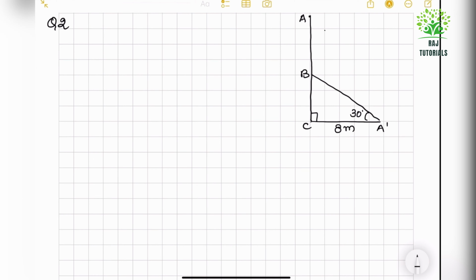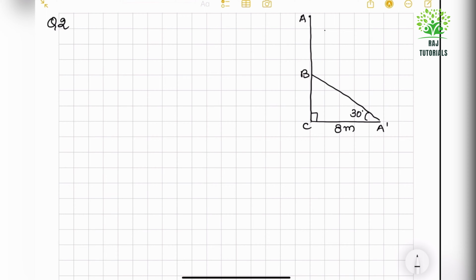Now in the second question it says a tree breaks due to storm and the broken part bends so that the top of the tree touches the ground, making an angle 30 degree with it. The distance between the foot of the tree to the point where the top touches is 8 meter. Find the height of the tree.